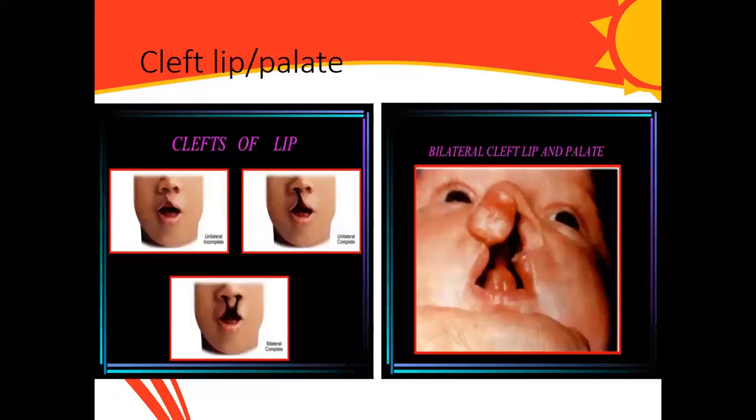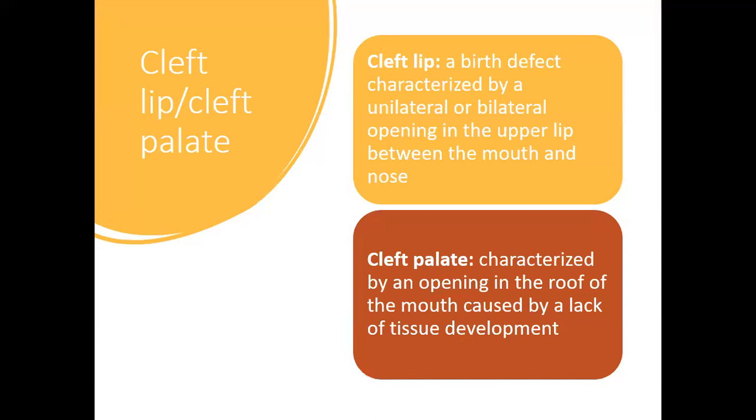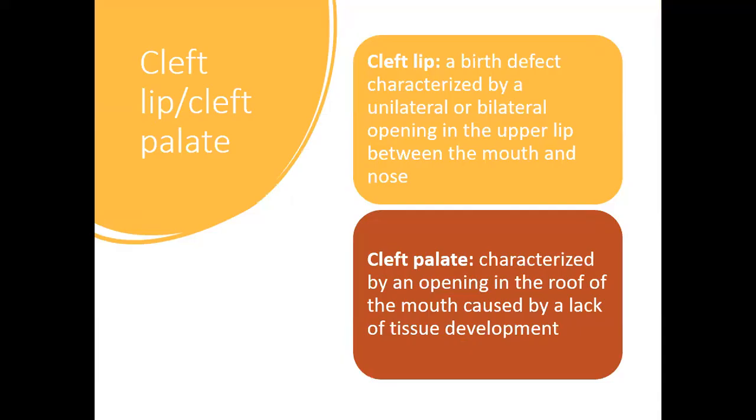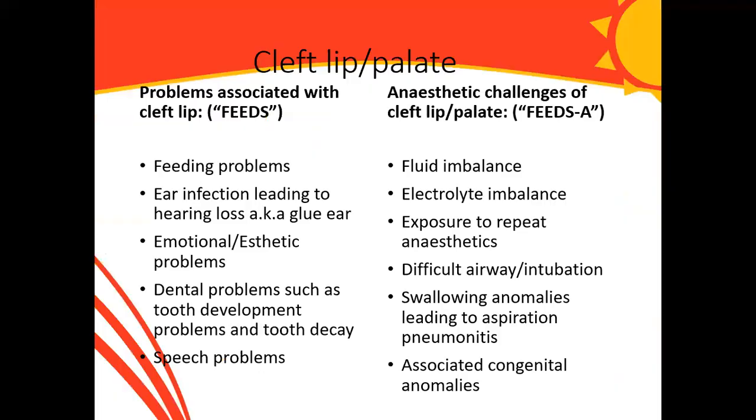So this is cleft lip. Cleft lip is another congenital abnormality. I will come back to these pictures later on. So let's go. Cleft lip is a birth defect that is characterized by either a unilateral or bilateral opening in the upper lip between the mouth and the nose, while cleft palate is characterized by an opening in the roof of the mouth. This is caused by lack of tissue development. You can see here.